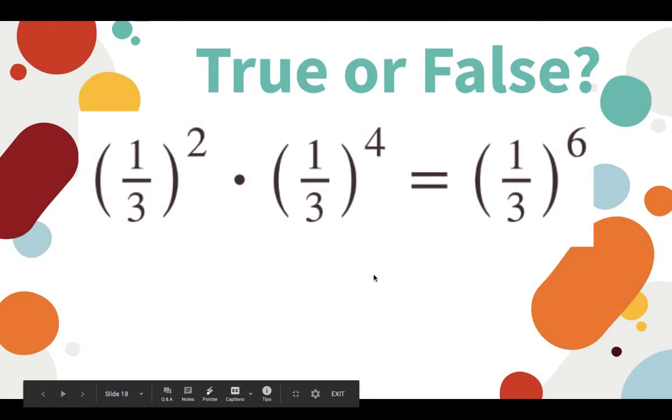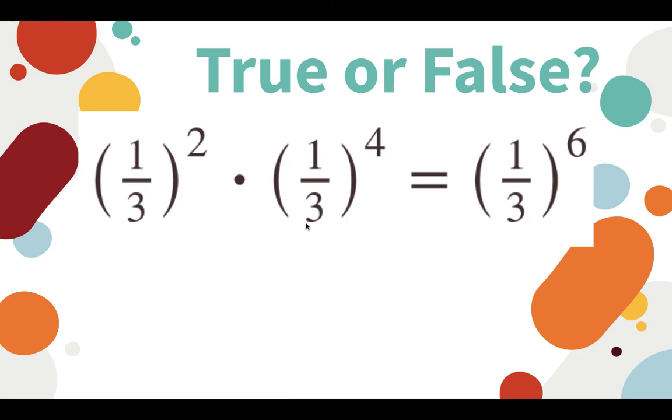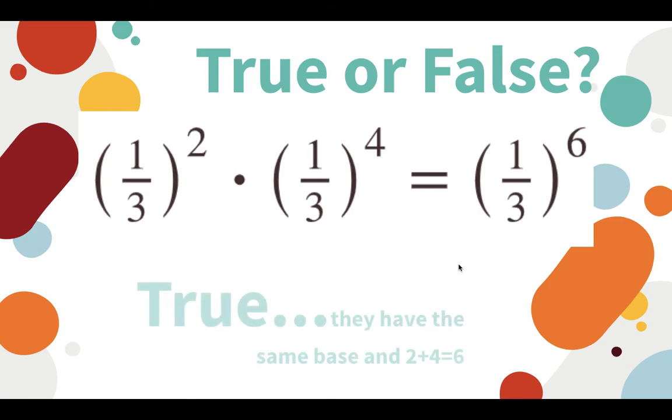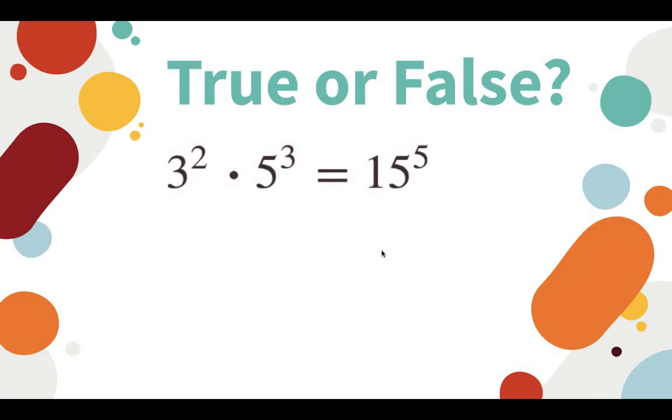All right, so let's get through this. True or false? 1/3 to the 2nd power times 1/3 to the 4th power will equal 1/3 to the 6th power. True or false? I hope you said true, because they have the same base. So we have 1/3 and 1/3. Yep, that works. Now we just have to add our exponents. 2 plus 4 is 6. Yes, that works.